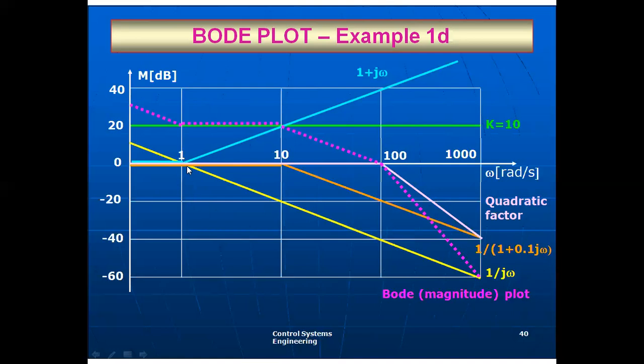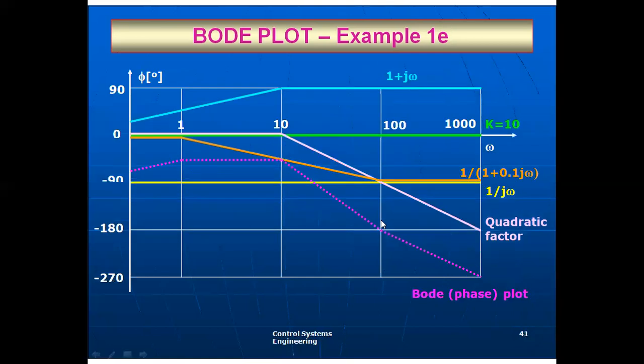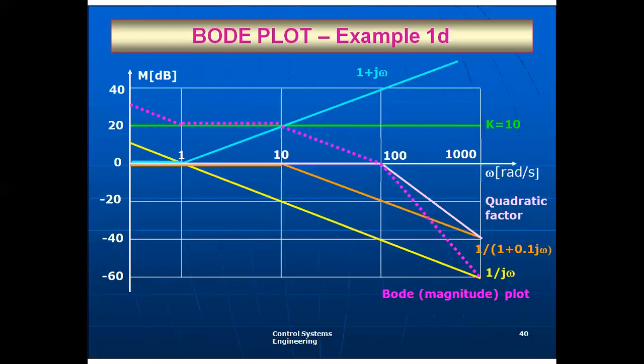Okay. So at each corner frequency, when you add all the values, you will get the dotted line. Here, this is the dotted line. This pink color is the actual Bode plot. In this manner, this is one method. First you draw the Bode plot for each factor, then add all the factors. When you add all, you will get the corresponding values, the actual Bode plot, which is the dotted line. Okay.